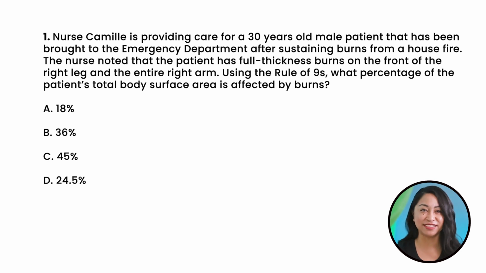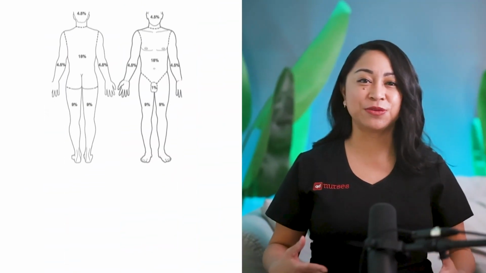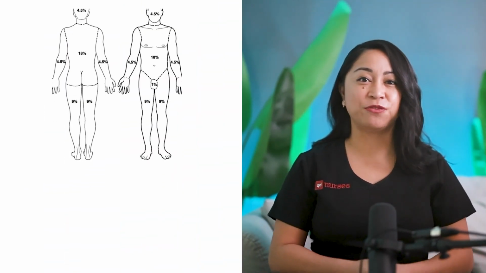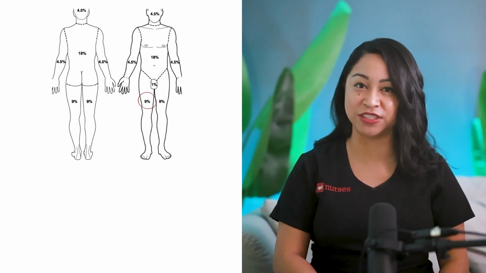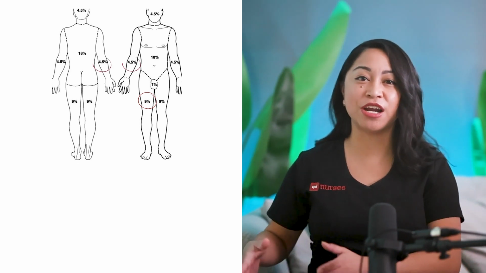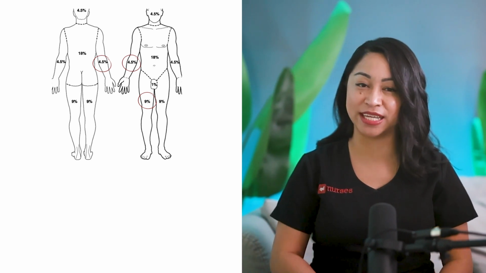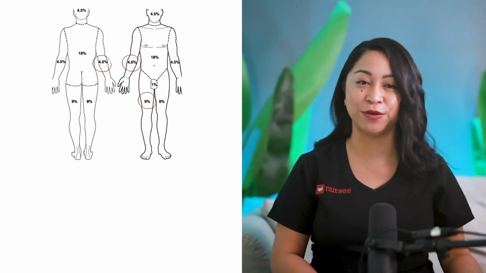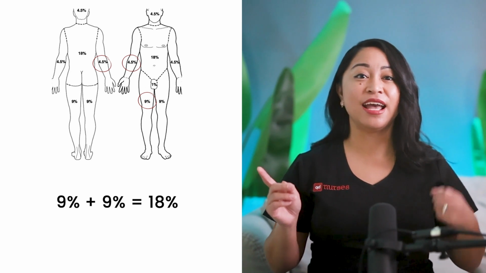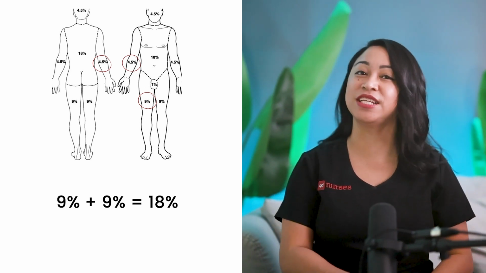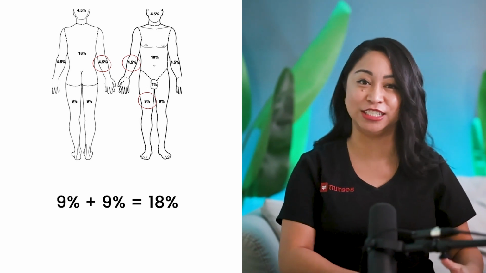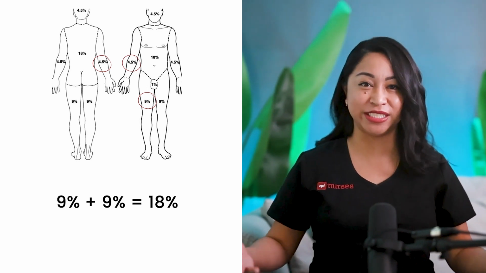You ready for the correct answer? The correct answer is A, 18%. Now let's go over the rationale. According to the Rule of Nines in adults, the front of the leg accounts for 9% of the total body surface area. The entire right arm accounts for 9% of the total body surface area. Now, adding 9% and 9% together results in the total body surface area affected by burns in this patient to be 18%.